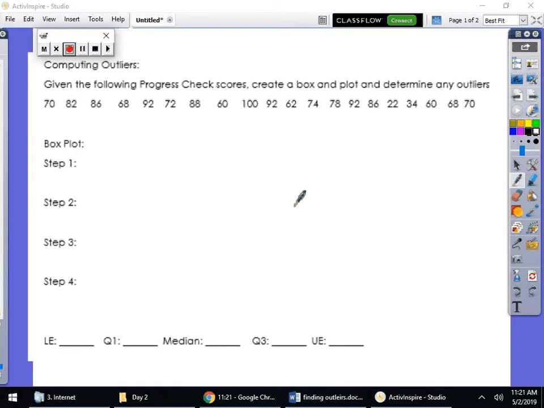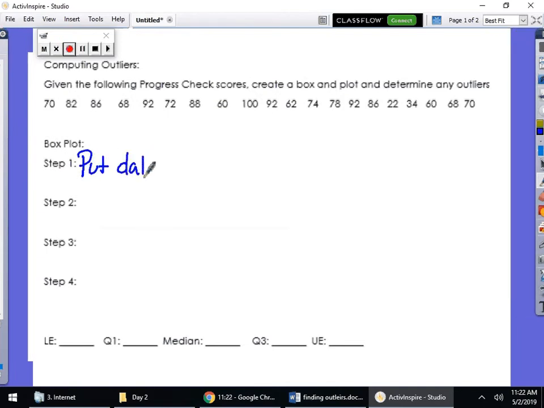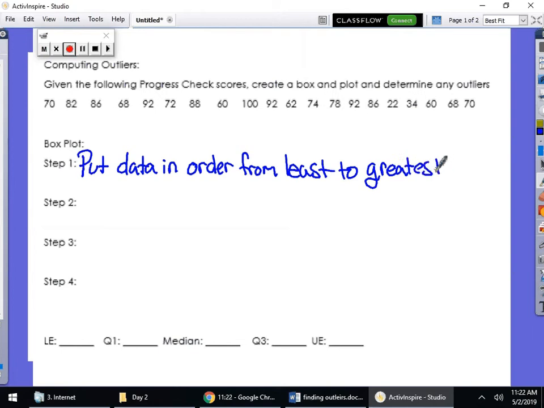So the first thing, whenever we have a set of data, the first step, we always put the data in order. So we're going to put the data in order from least to greatest. So step one, put data in order from least to greatest. Alright, so we're going to put our data in order from least to greatest.